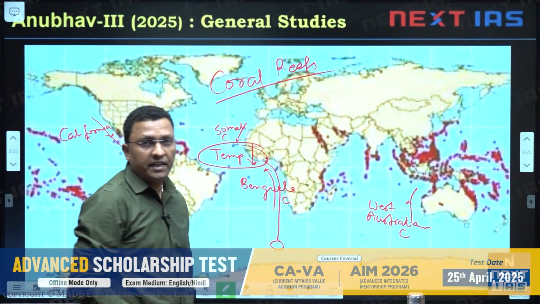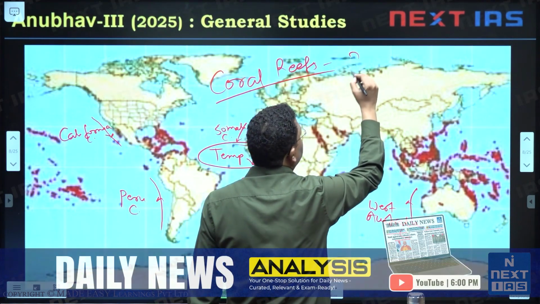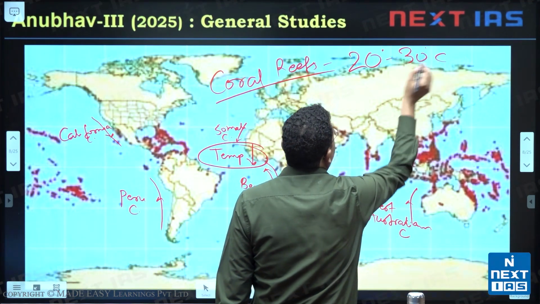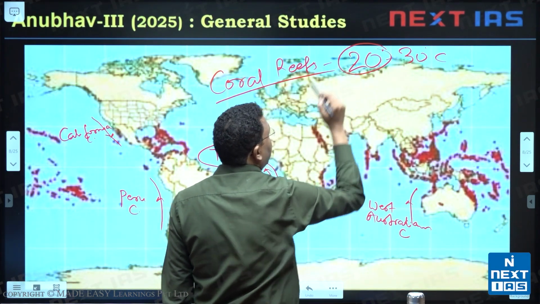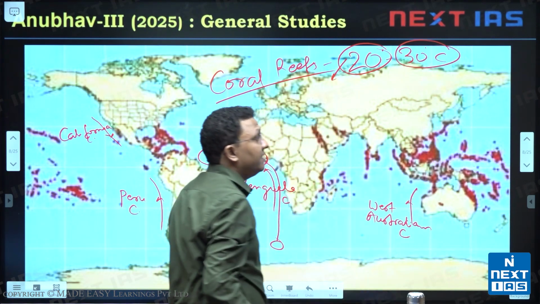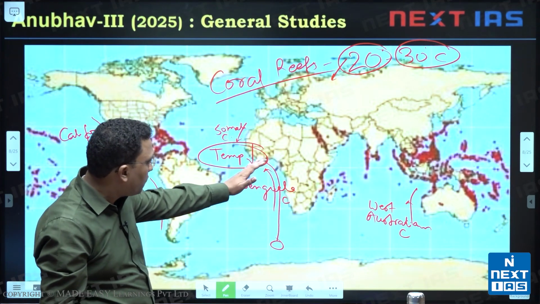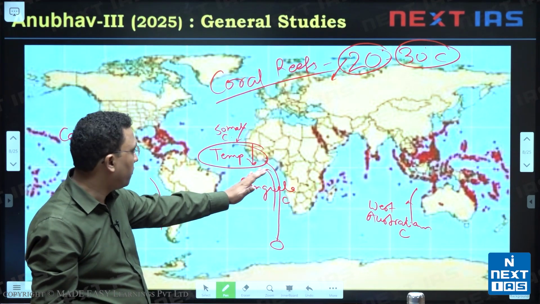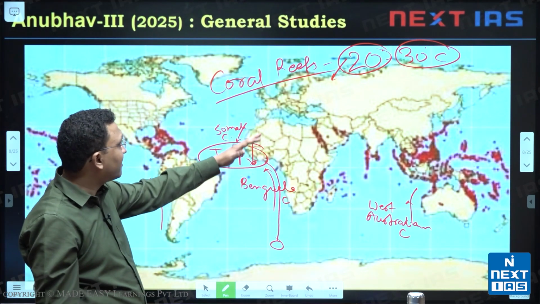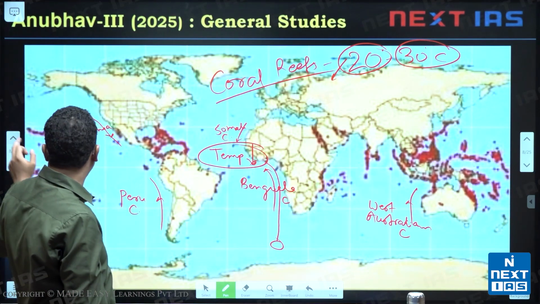Now as you know, coral reefs are very temperature sensitive organisms, right? They thrive only in a very narrow temperature range of 20 to 30 degrees Celsius. If temperature falls below 20 degrees, they cannot thrive, and if temperature rises above 30 degrees, again they cannot thrive. So because of the presence of cold currents on the western coast of continents, temperature goes below 20 degrees Celsius, and that's the reason coral reef does not grow on the western coast of continents, right?